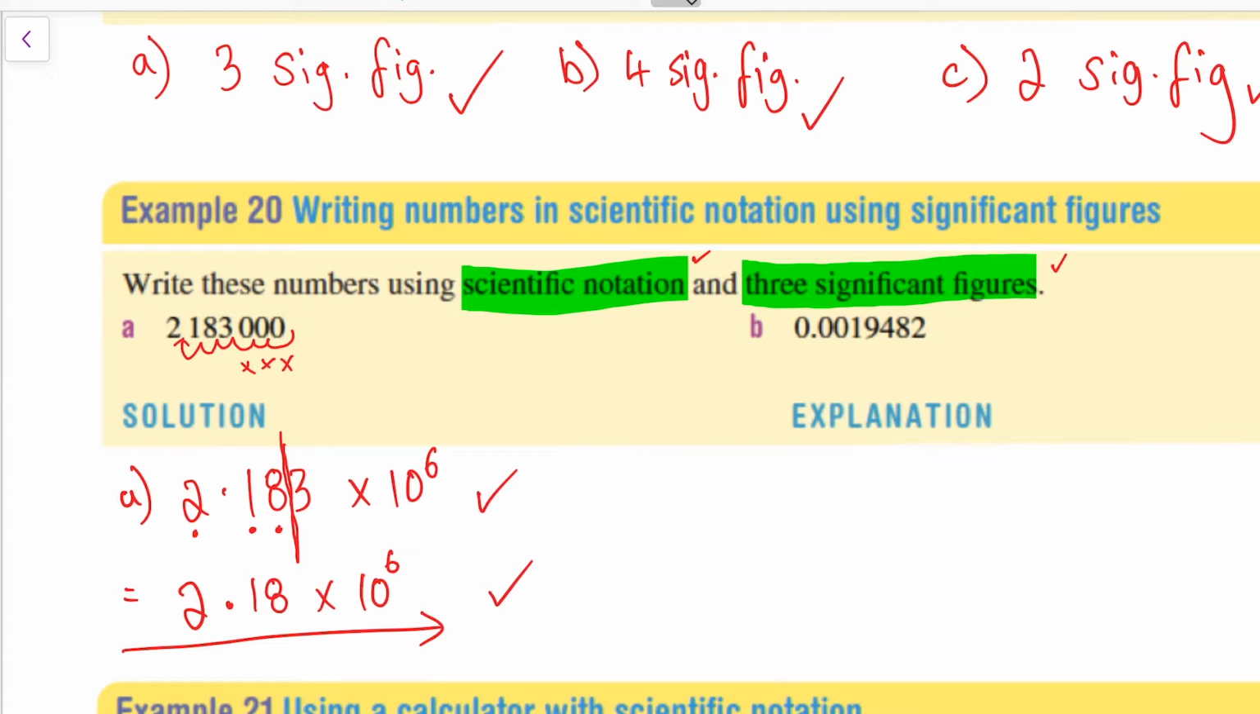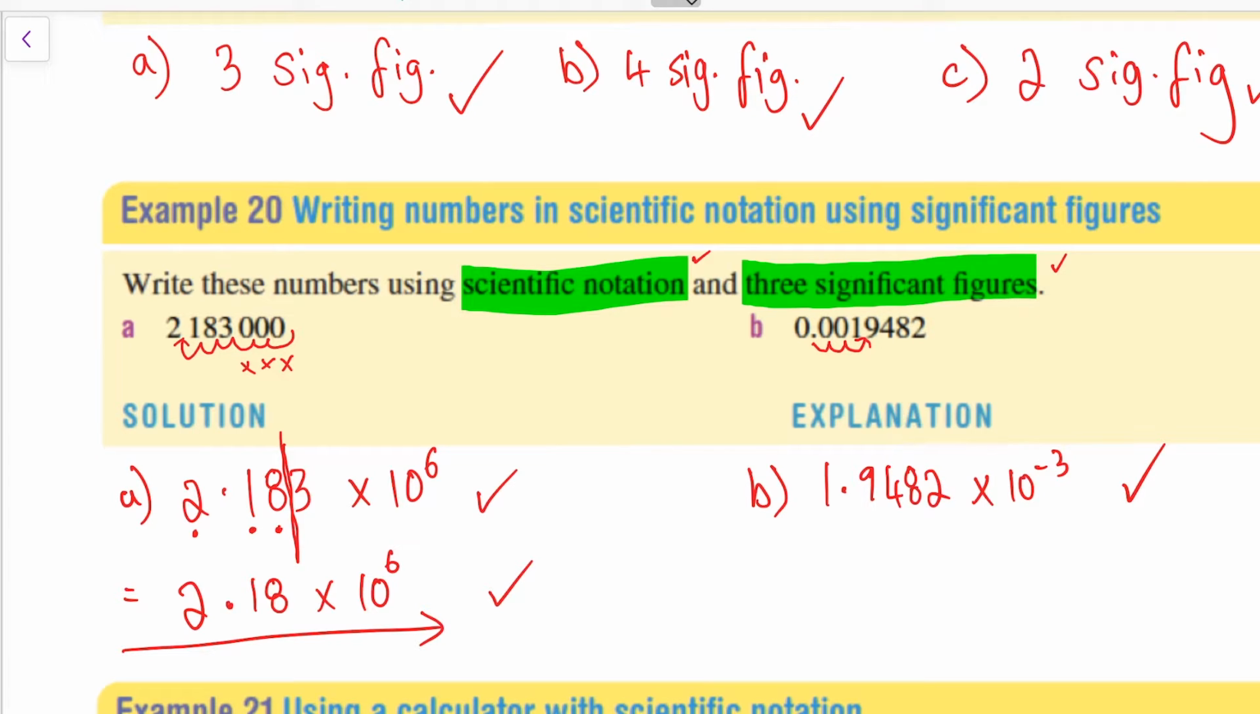Well done. Okay, let's have a look at B. Same situation again. Get it into scientific notation first. So that's exactly what I'm going to do. 1, 2, 3. So I know it's going to be times 10 to the negative 3. 1.9482. Great. Scientific notation, ticked.